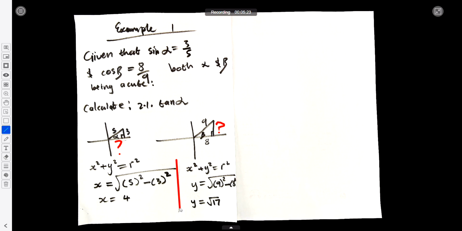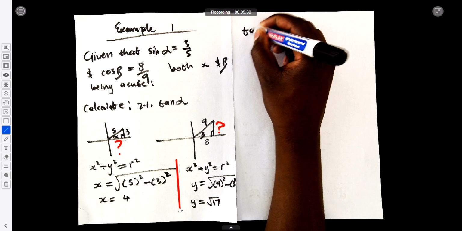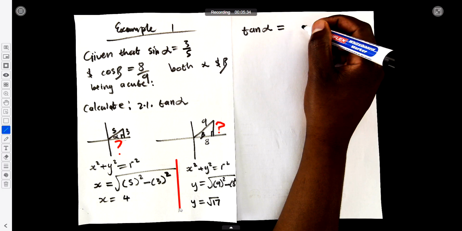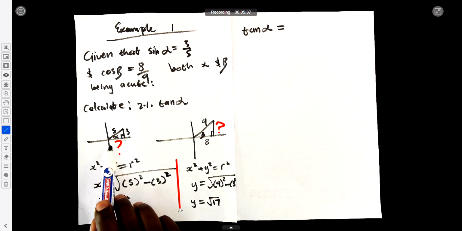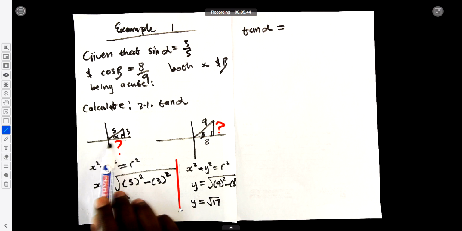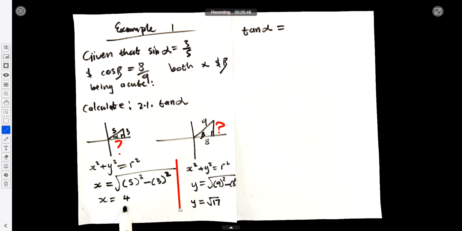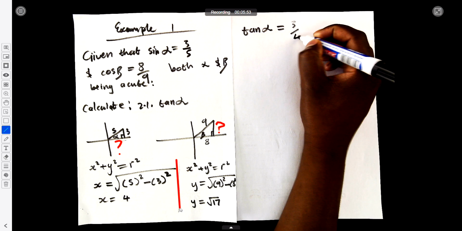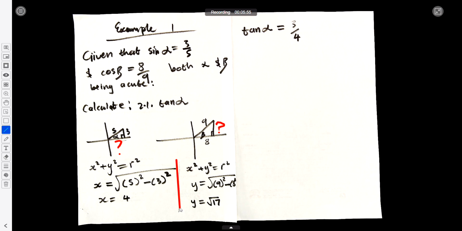From there we can answer the question because we have all the unknown sides. We need to determine tan alpha. What is tan alpha? In the right angle triangle where we have alpha, tan alpha is opposite over adjacent. The adjacent we just calculated for alpha is 4, which means the opposite is 3 and the adjacent is 4.